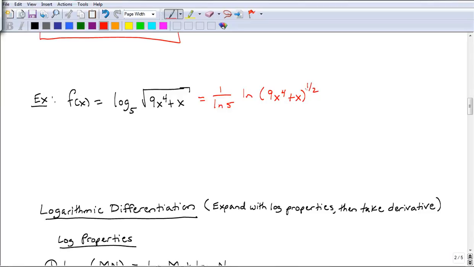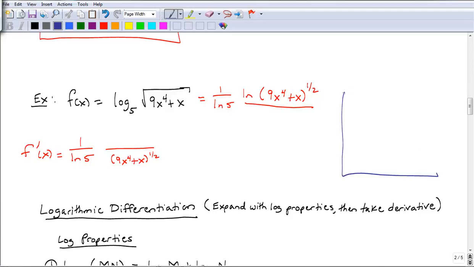Now there's a log property that says I can bring the 1/2 out front, but that's something we'll do in a moment. If we take the derivative right now, 1 over the natural log of 5 is a constant. And to find the derivative of the natural log of something, the argument goes on the bottom, 9x to the 4th plus x to the 1/2. The derivative of the argument goes on top. So let me go over here to the side and just find the derivative of 9x to the 4th plus x to the 1/2.